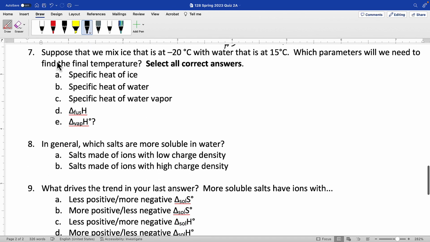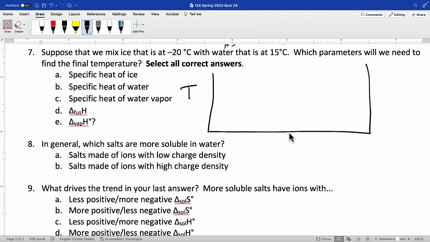All right, we mix ice that's at -20 with water that is at 15. Which parameters do we need? So a useful tool here is to draw out the temperature Q diagram. And then we're not going to use the whole thing. And so which parts of it you use tells you how many terms you need.